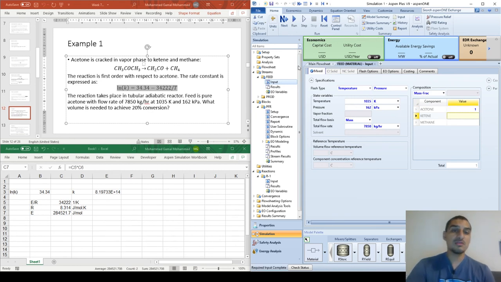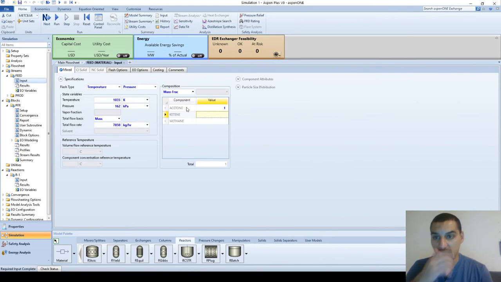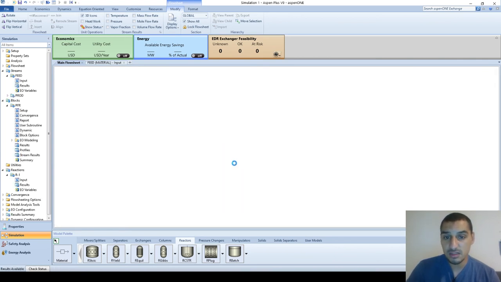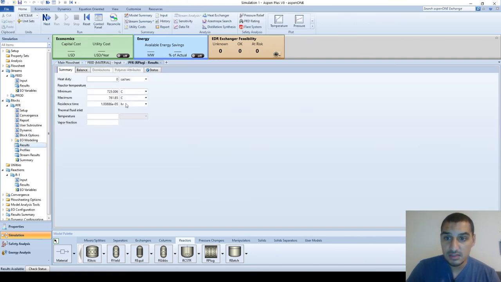So everything now is done. I've defined all the parameters that I have, the reaction, the reactor, and the feed, and what I can do now is run the reactor. So it's now doing the calculations, and we will see what kind of results we can get out of the reactor. Seeing the results tab, we have 0 duty because we assume that it is adiabatic.